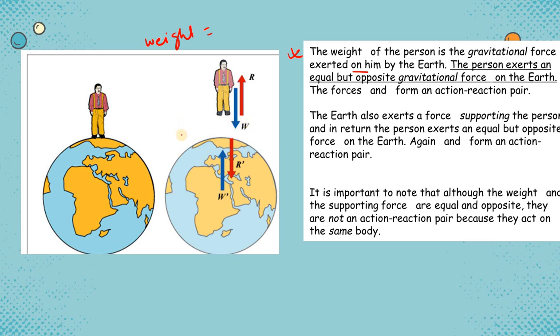Now the boy will also apply an opposite and equal force on the earth. You understood? Suppose this is the weight pushing towards the earth. Now the boy will also apply the same gravitational force on the earth, and this pair of forces is called an action reaction pair. So is it clear? Weight is the force by the earth. The person will also apply a force exactly equal to the weight, but on the earth.